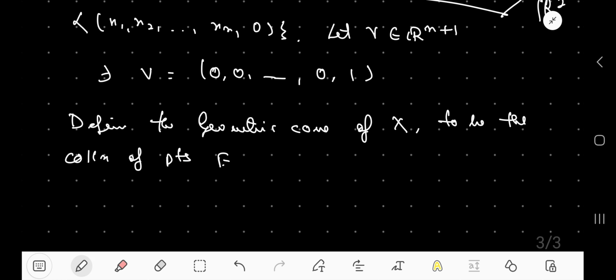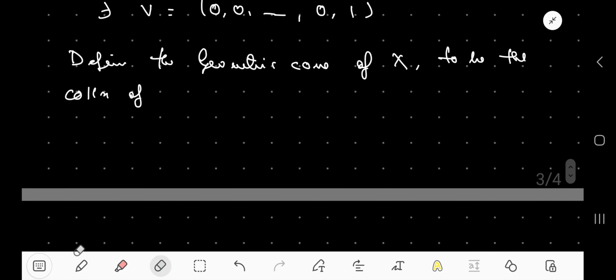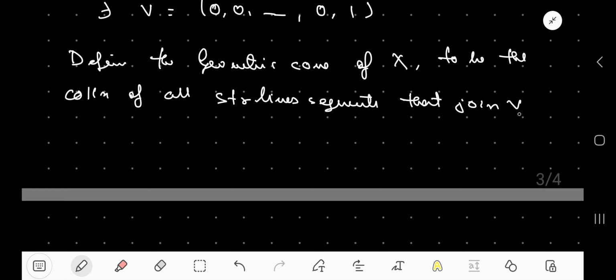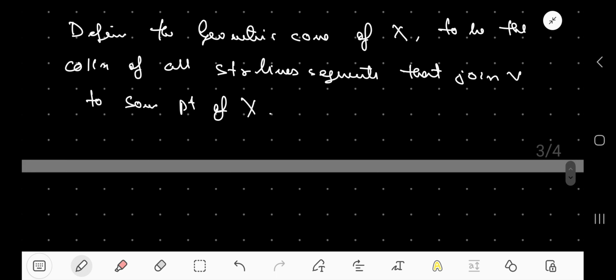of all straight line segments, to be precise, that join V to some point of x. Clear? Right. Now this statement is quite geometric in nature, you can visualize what I am talking about, but since we are talking about a topological space, it is better to give a sort of point structure to it.